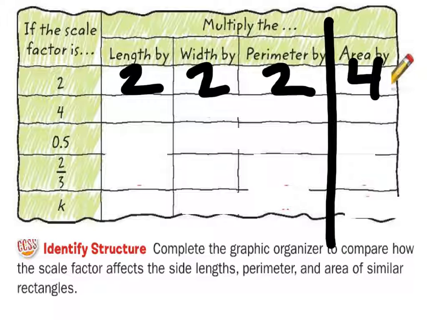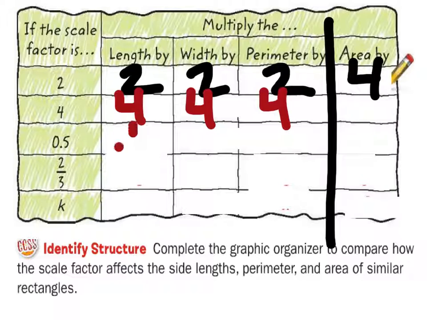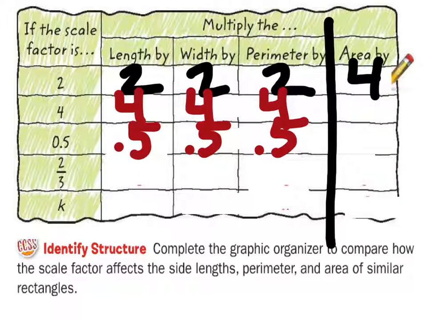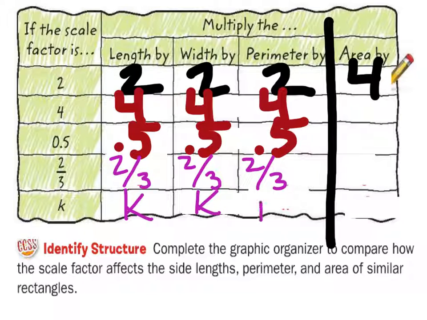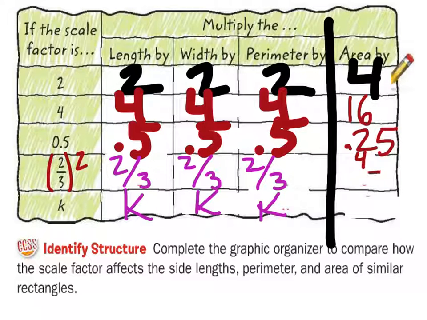Well, that should make filling out the rest of this pretty easy. These ones are all the same, but the area is different. So I'm just going to take 4 times 4 for the area scale factor, which would give me 16 here. This one has a decimal, it's going to be 0.25, because I got 0.5 times 0.5. If I were to square this 2/3, I'd have to square the numerator, 2 times 2 is 4, and also the denominator, 3 times 3 is 9. And then squaring k is very simple, it's just k squared.